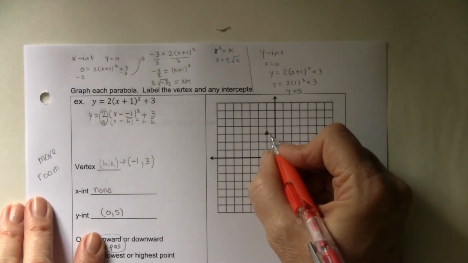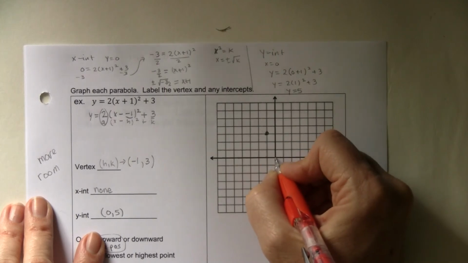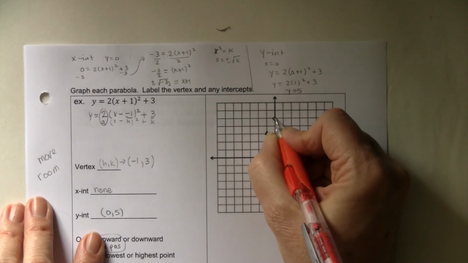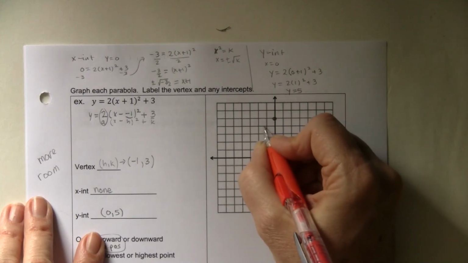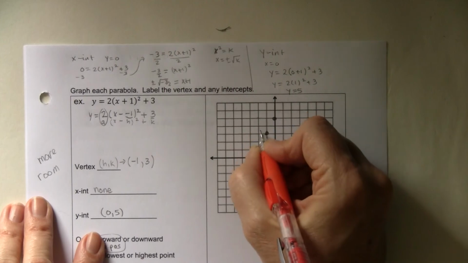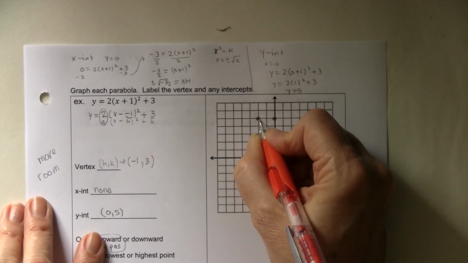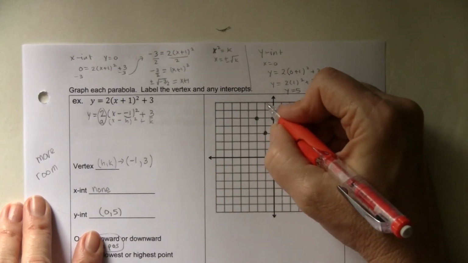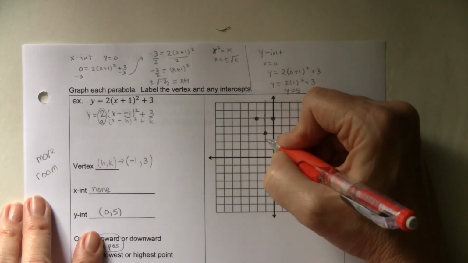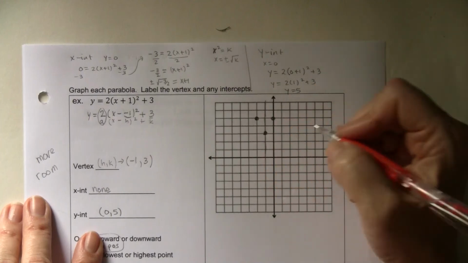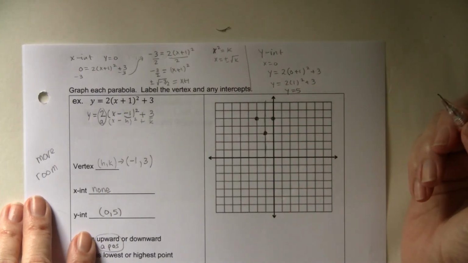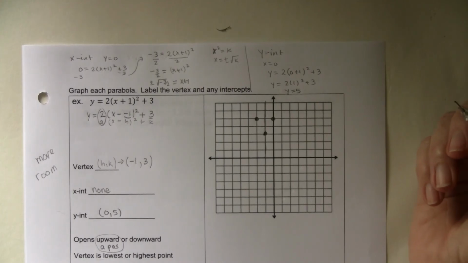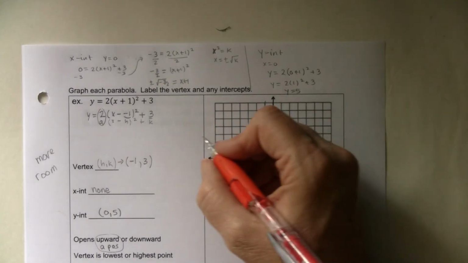So if I plot that over 0, 1, 2, 3, 4, 5, and then by symmetry, I know that this point right here is a point on the graph, because this is the vertex, and remember that's the line of symmetry, which cuts my parabola in half. I might want one more point on my parabola just to be sure that it's looking good.